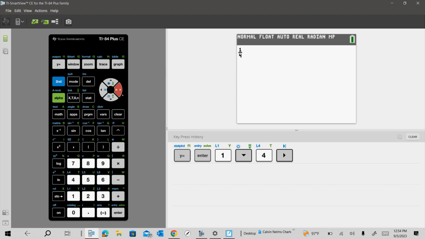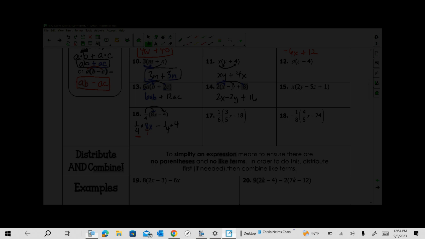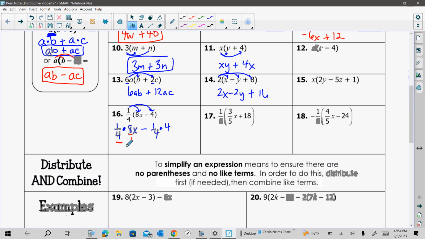Then arrow to the right to do your times, because you need to multiply 1/4 times 8. Or we're taking 1/4 of 8. So 1/4 of 8 is 2. Check that you get 2. Are we okay there? All right, so what we have here is 2x. Then what's 1/4 of 4? It's 1. There's our final answer.